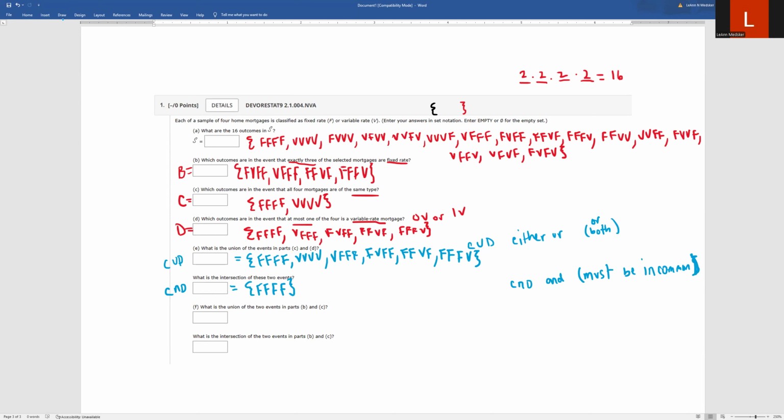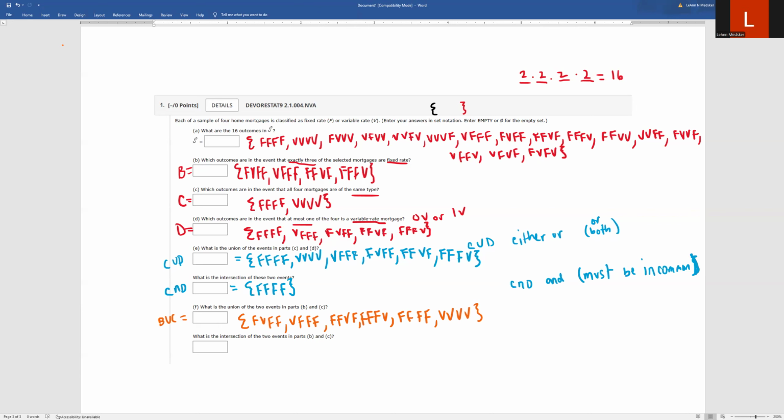Now we want to do a different union. We're doing the union of, it looks like B and C. So B or C would be, okay, so we have to list everything we see in both, and it looks like we have no overlap in this group. The B is all the ones where we had one V. The C was all the ones where it was 4 of the same kind. So that would be our union. Remember, either or both.